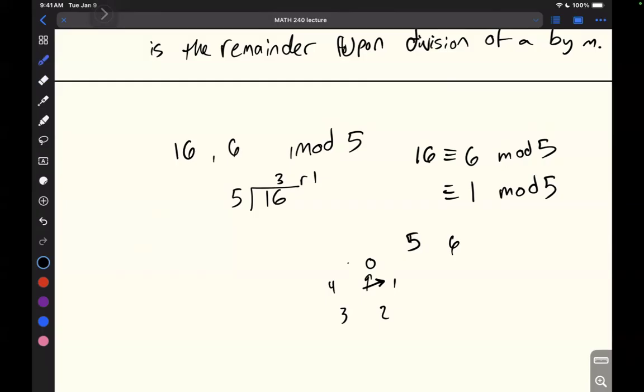Right? So we have this notion of our clock hand going around, with a different number of whatever our modulus is, that's the numbers of the clock. All right.